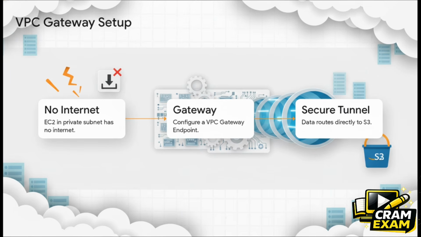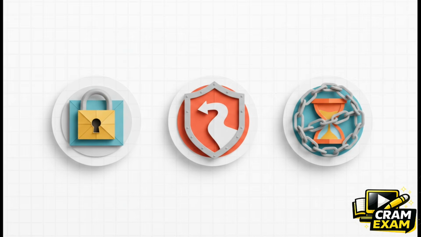The solution here? You absolutely must configure a VPC gateway endpoint. Doing this creates a secure private tunnel from your internal network directly to S3, completely bypassing the public internet so your uploads never fail.